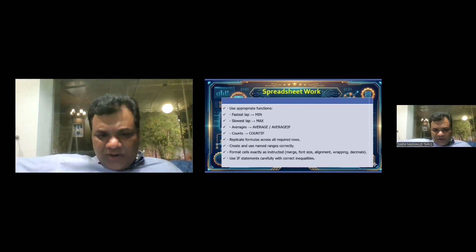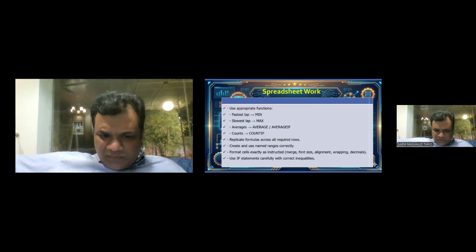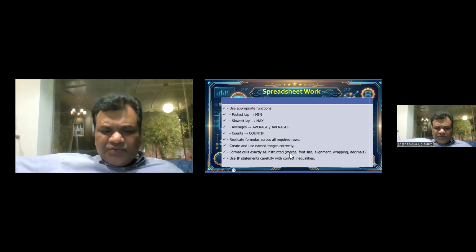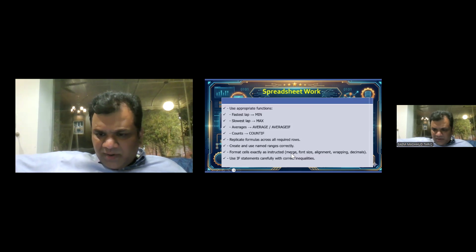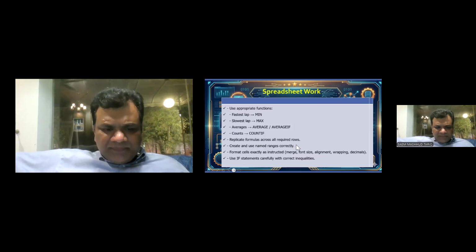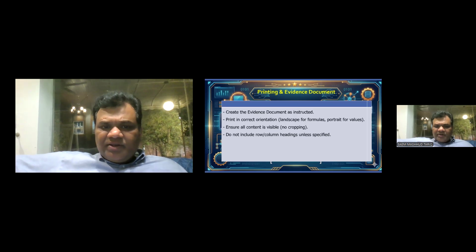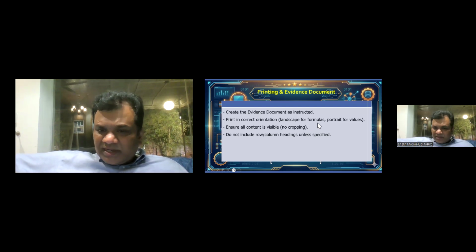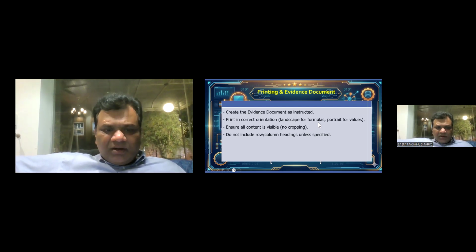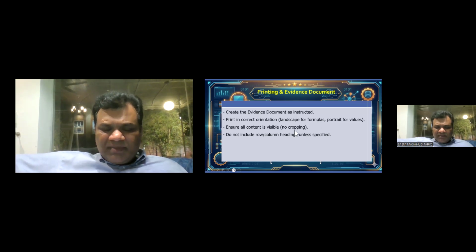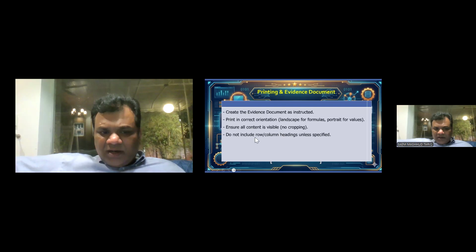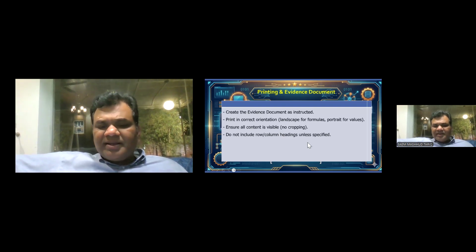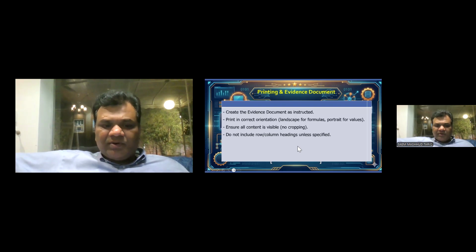Appropriate functions: obviously, try to use the most appropriate function that is required. It's common sense. Use proper named ranges if required. Use exact formatting instructions that are required, wrapping and all that. When you are creating your evidence and printing, I've told you this before, your formulas have to be in landscape. Make sure you make everything visible. Do not include row and column headings unless specified. Very, very important. So you don't have to do anything extra.